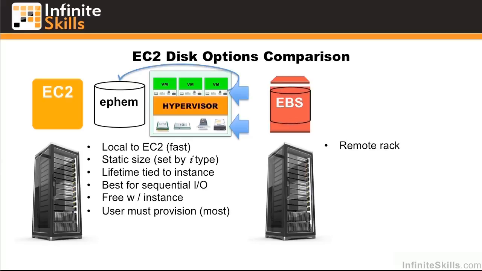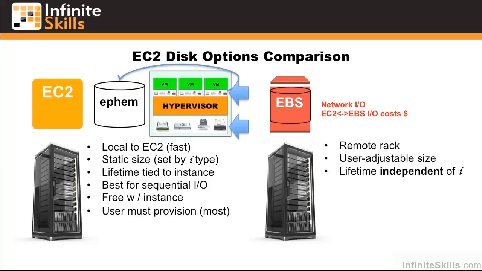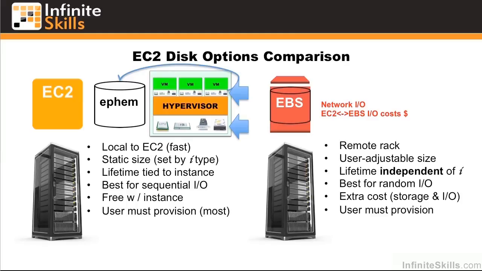The EBS, in contrast, exists in a remote rack, which means that there's network I/O between the EC2 instance and the EBS volume. This network I/O is charged. The size of each EBS volume is adjustable. Its lifetime is independent of the instance itself. It's best for random I/O. It does have extra cost associated with it for both storage and I/O into and out of the EC2 instance. The user again has to provision this disk. But this disk allows for snapshots, and it also allows for provisioned I/O.